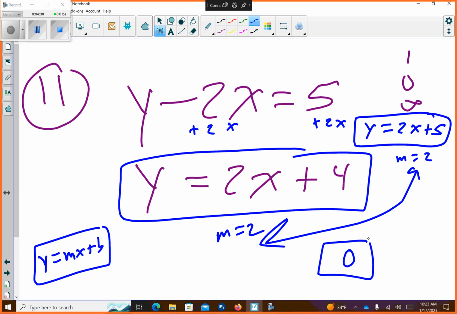Okay? Does that make sense? I didn't even have to graph it to find it out. I just had to look at it and use the slope to identify if it was the same or different slopes. Anything else?